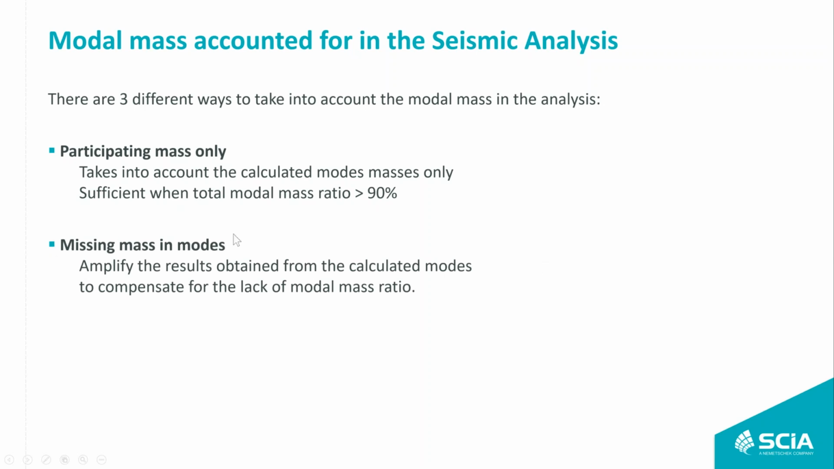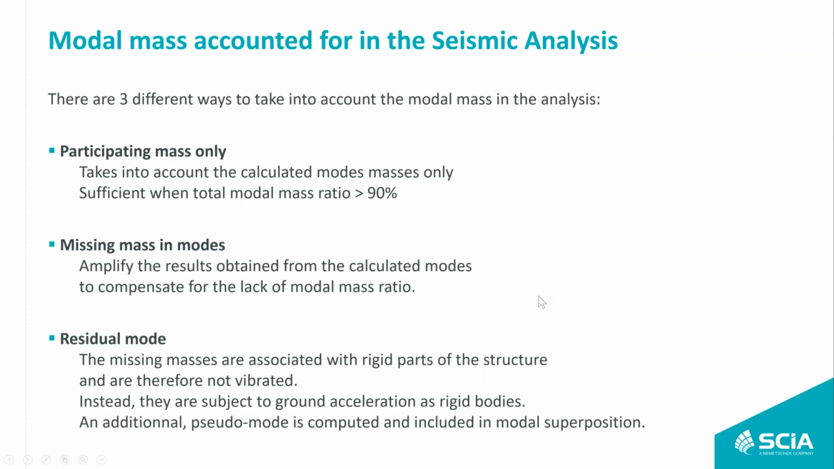Second option, missing mass in modes, allows you to simply amplify the results obtained from the calculated mode. So we apply some correction factor essentially on each mode shape so that it compensates the lack of modal mass ratio. It's not the best method, but it's already something that can be done to compensate for this. So say you have only 80% of modal mass, you apply the correction factor so that you reach the sufficient modal mass by that trick.